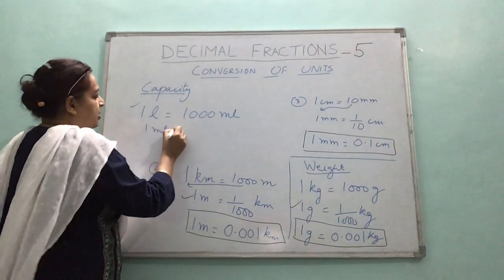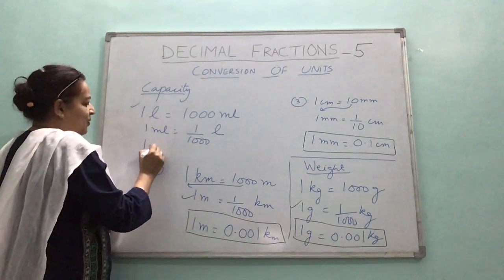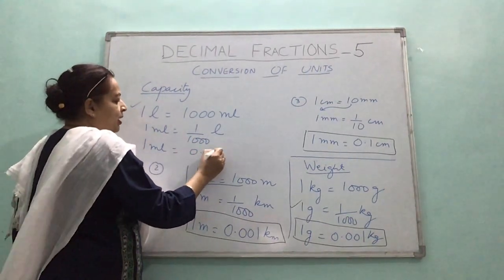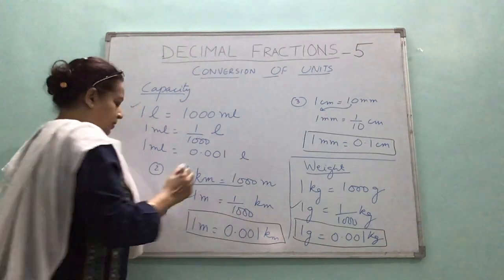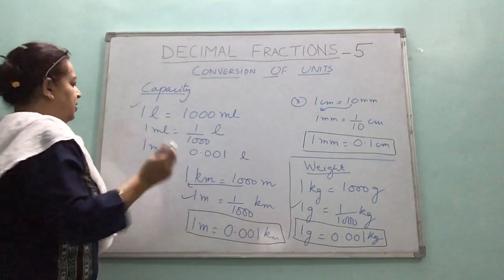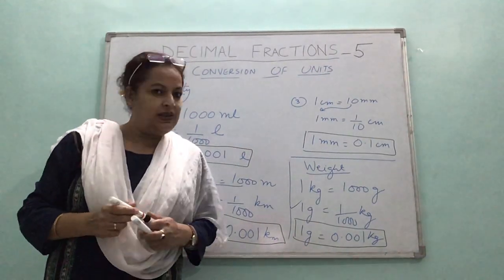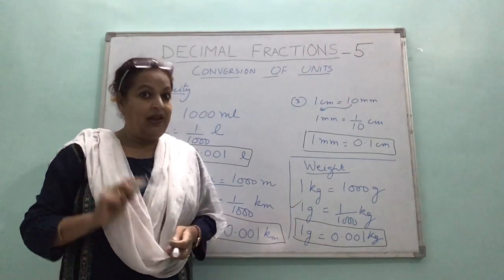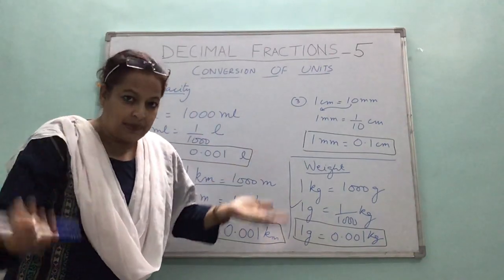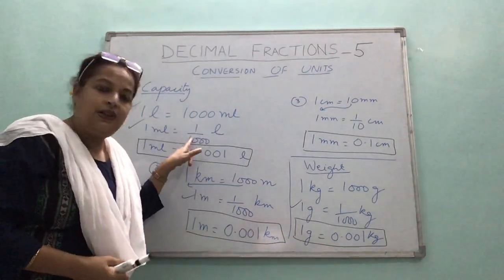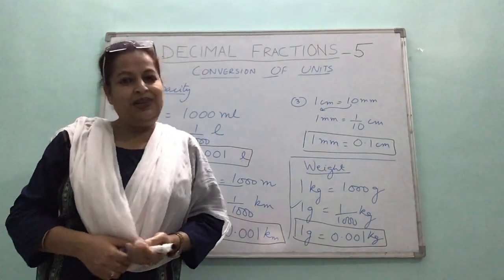So 1 milliliter would be 1 upon 1000 liters. And now that means 1 milliliter is, now you all know very well, 0.001 liter. So remember these conversions. To convert milliliters to liters, we divide by 1000. Not multiply, divide. When there is a smaller unit and we have to find how many of the bigger, liter is a bigger unit than milliliter, then always divide. The same value which was multiplying should be dividing now. That is how the conversion of units take place.